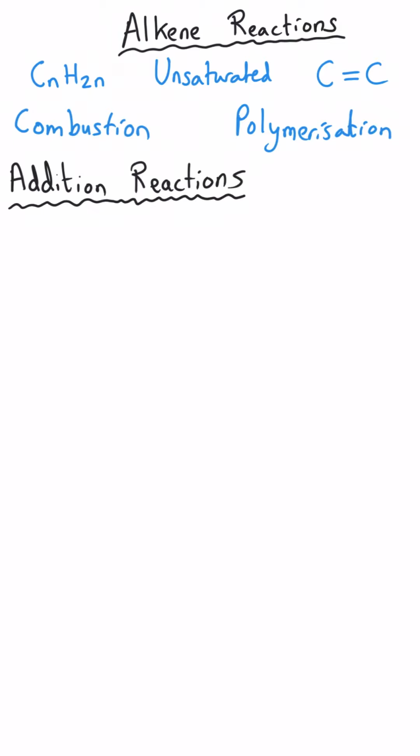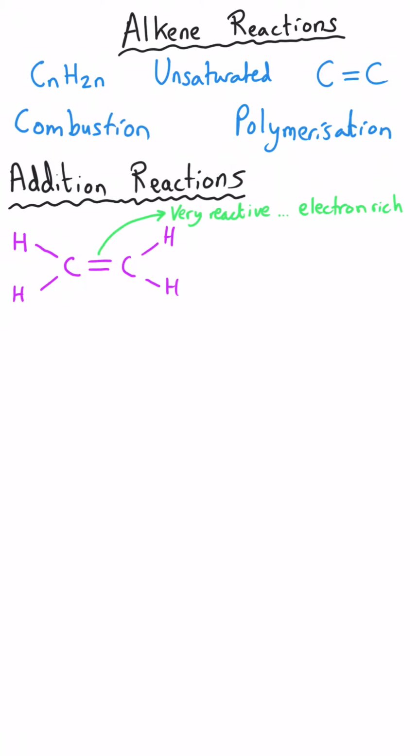What I want to look at in this video is the type of reactions that alkenes typically undergo, which are addition reactions. Now, the double bond in alkenes, I've already said it's very reactive. That's because there are 4 electrons in that double bond instead of the typical 2 that you find in a single bond. As a result of that, the carbon atoms in that bond can form new bonds to new atoms that aren't currently part of the structure.